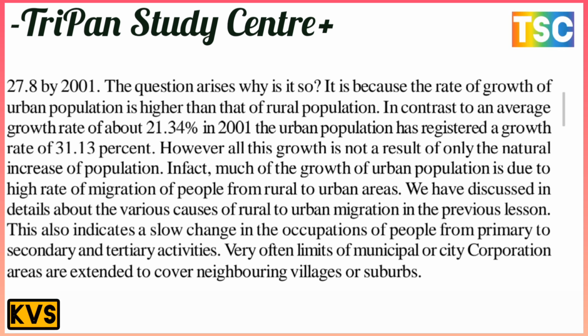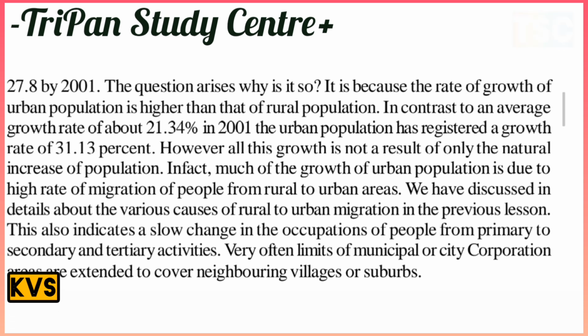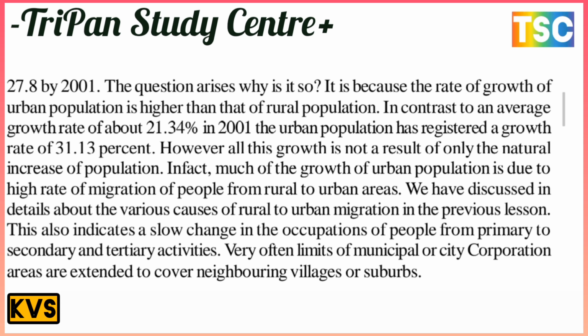We have discussed in detail the various causes of rural to urban migration in the previous lesson. This also indicates a slow change in the occupations of people from primary to secondary and tertiary activities. Primary is like agriculture, secondary is like manufacturing, and tertiary is services.